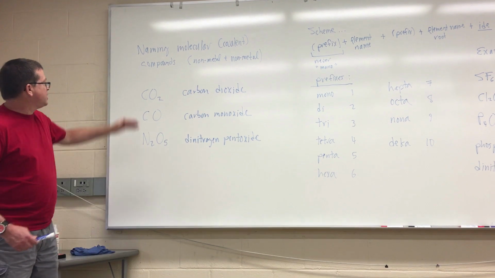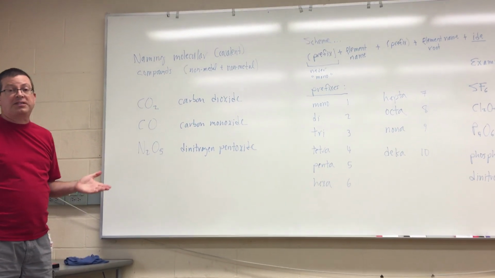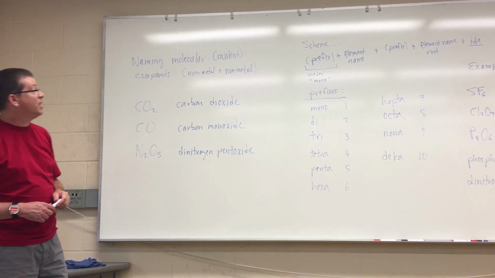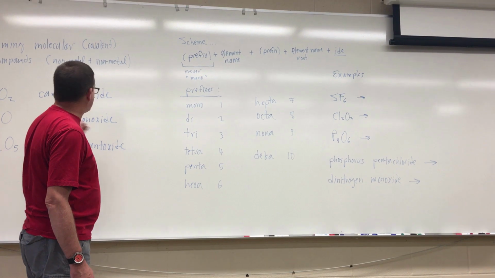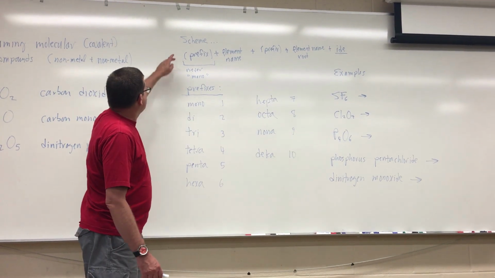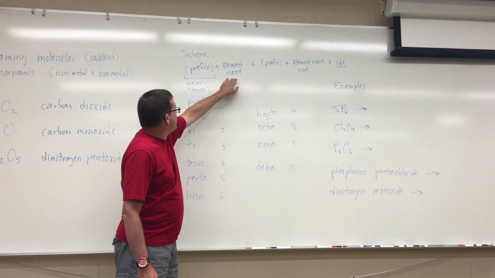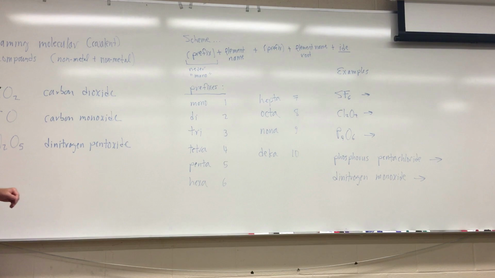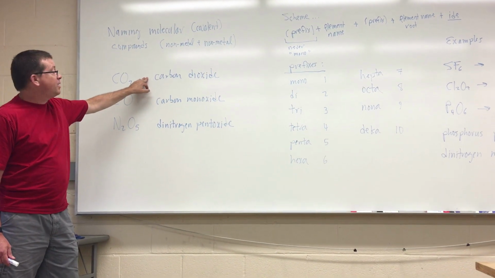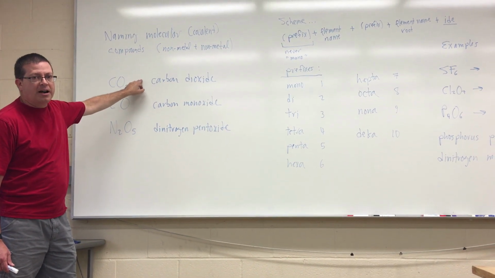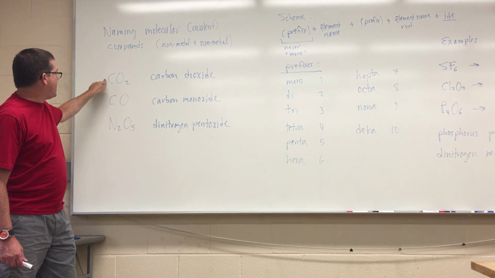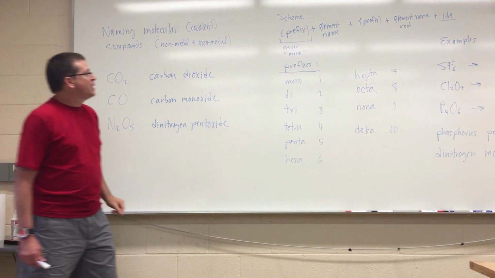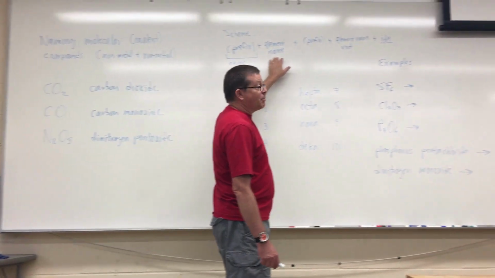All right, so using these examples, let's see if we can come up with the scheme that we can use to actually name any kind of molecular or covalent compound. So here's the scheme. What we see by looking at our examples here is that we start with a prefix plus the element name, but never mono for the first element. So if we go back and look at this, this is not called monocarbon dioxide, it's just called carbon dioxide. So if we have only one atom of the first element, we drop the mono and just use the element name.